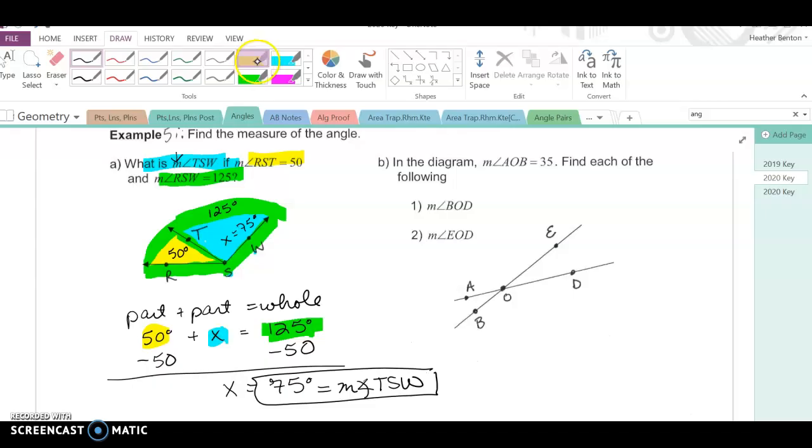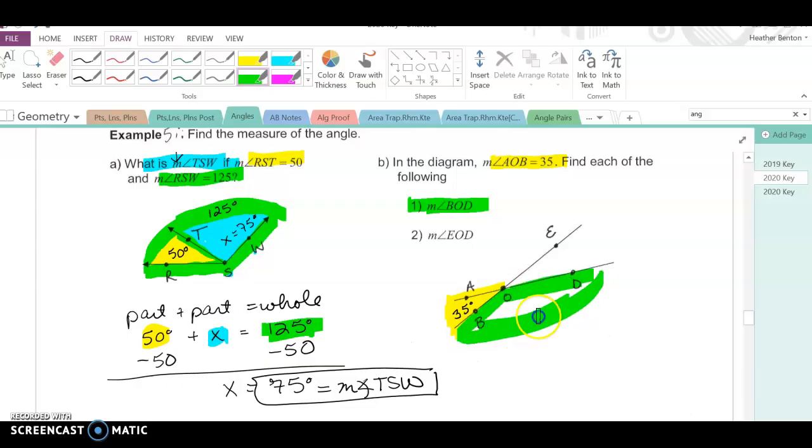Okay, so let's try another one. Here we go. We have A to the O to the B. Angle AOB is 35 degrees. And what we want to know is, we're going to start with number 1, 2 separate problems here. How much is B to the O to the D? So this green part here.